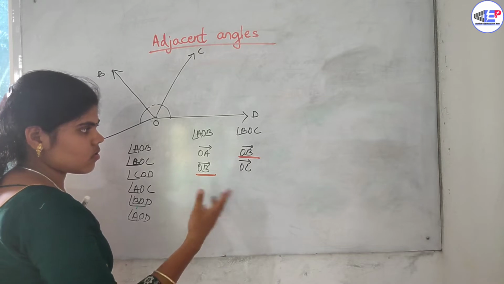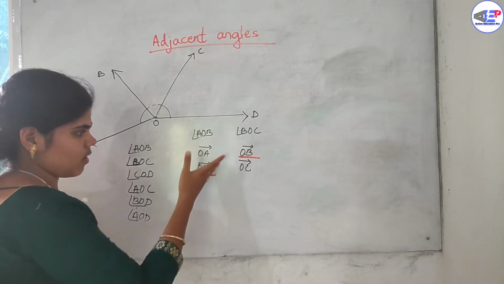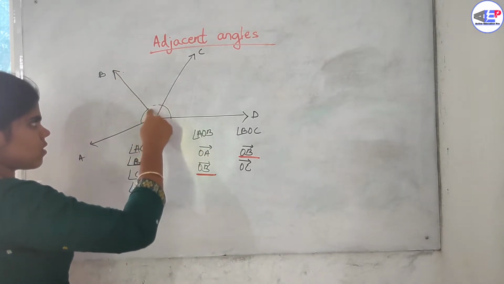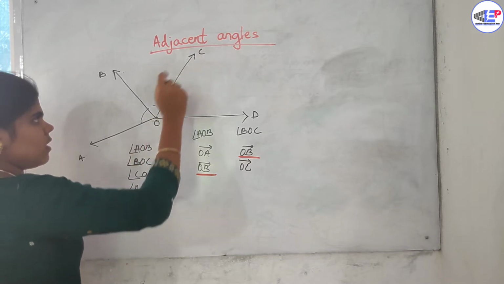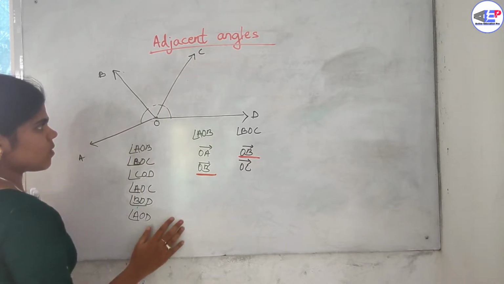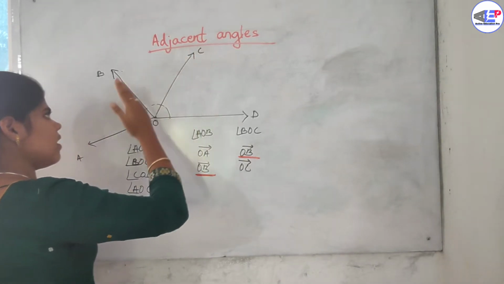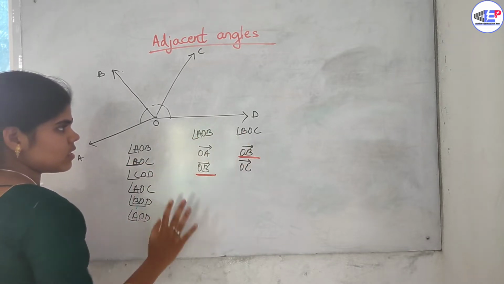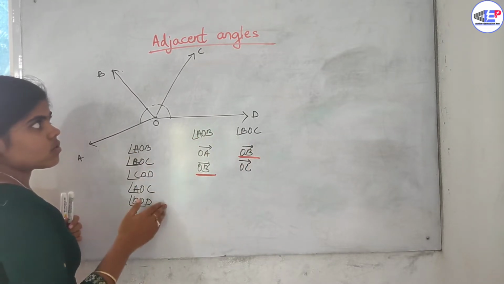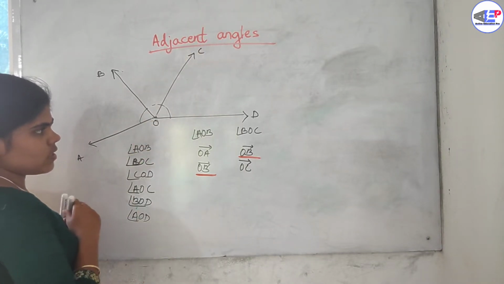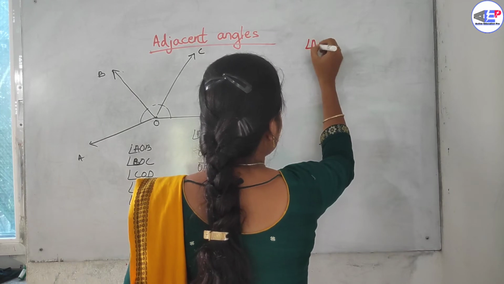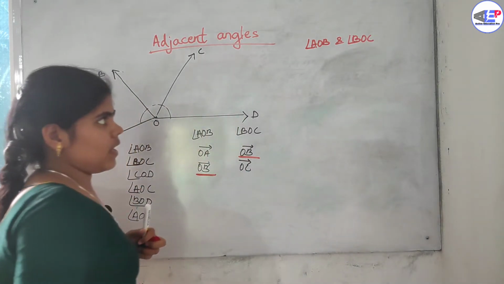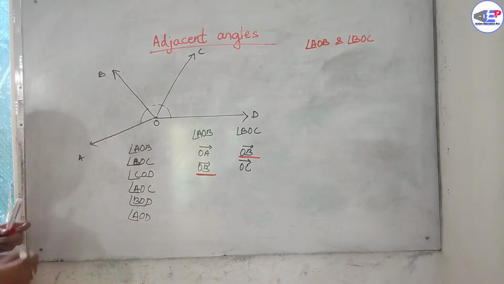The next condition is that the non-common arms are present on each side of the common arm OB. Here OA and OC are the non-common arms, one on the right side and one on the left side of OB. So both these angles fulfil both conditions to be a pair of adjacent angles. So AOB and BOC, the first pair from this figure, is a pair of adjacent angles.